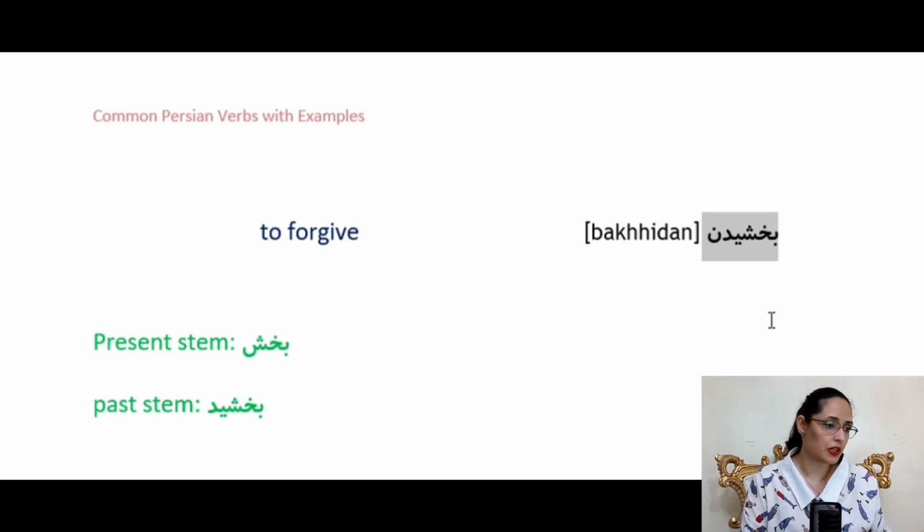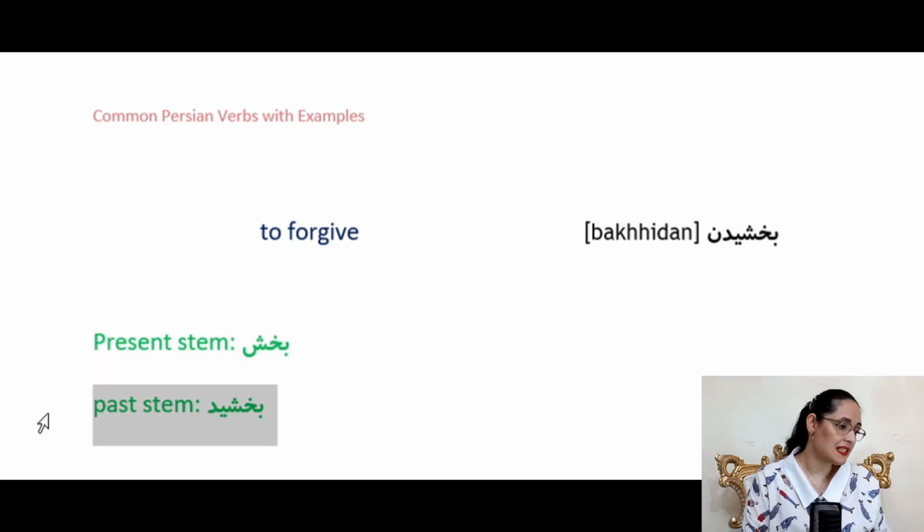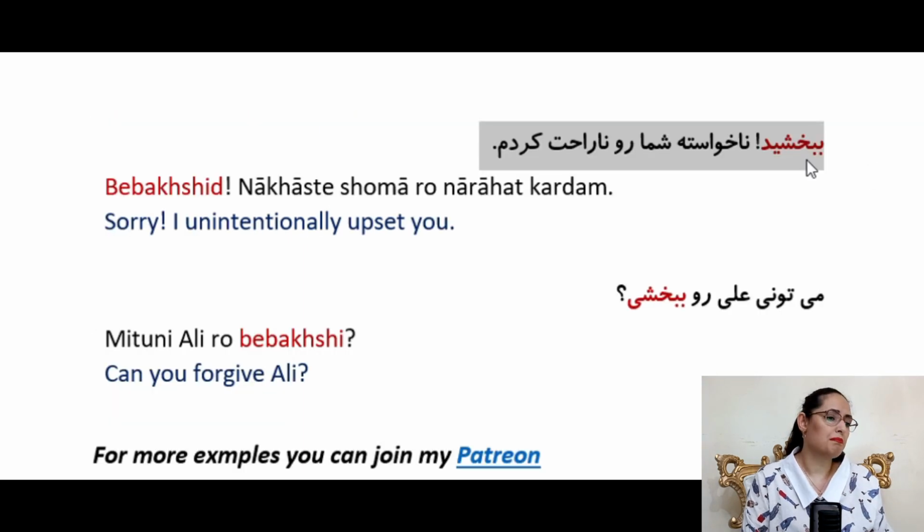And the last verb, بخشیدن. Present stem, بخش. Past stem, بخشید. And examples. ببخشید.